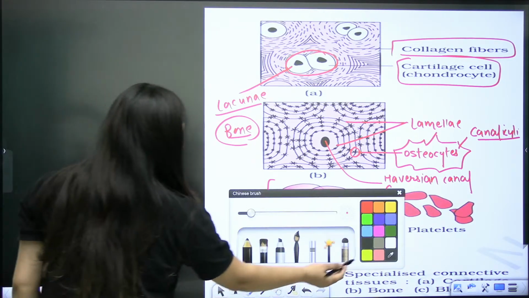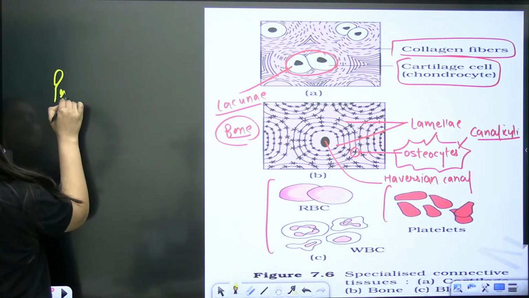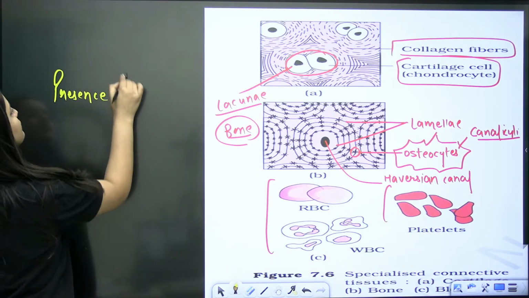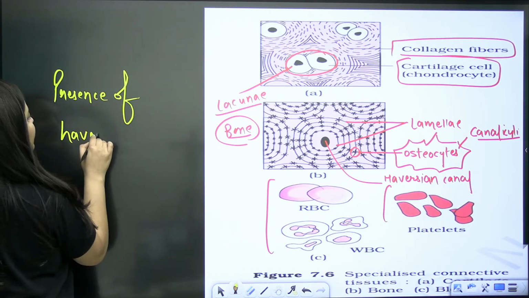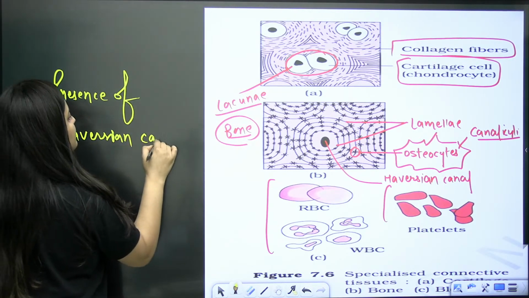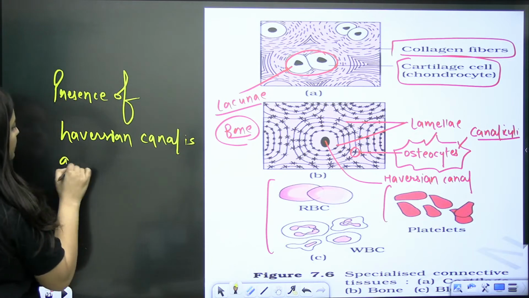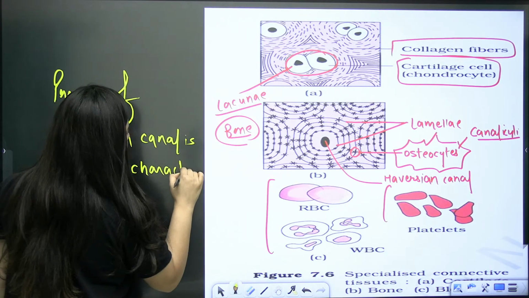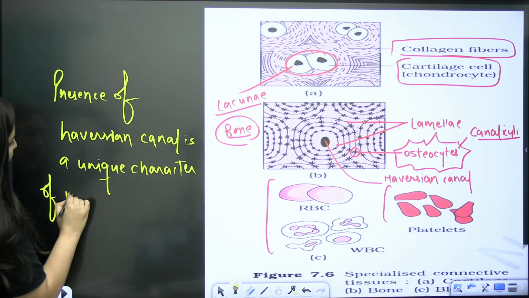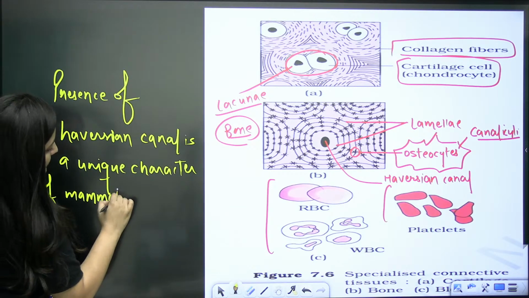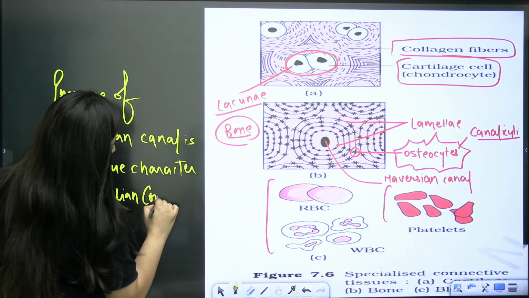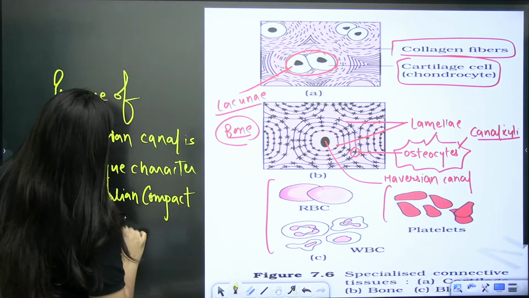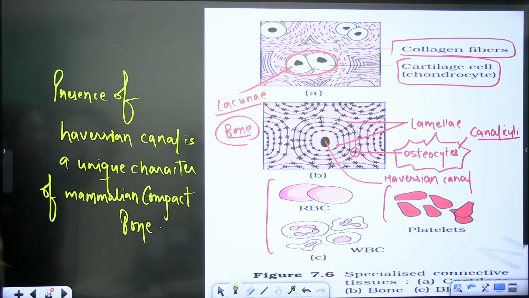Clear? So this is what you need to note down: the presence of Haversian canal is a unique character of mammalian compact bone. Fine, that's important. It's a unique character of mammalian compact bone.